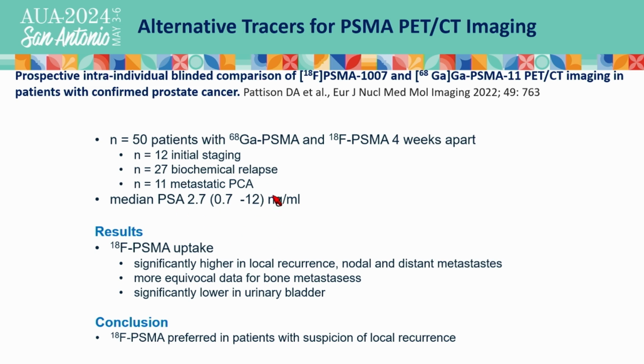This is a different study comparing gallium PSMA and F18 PSMA, not the 1007 tracer, but just the typical F18. And as you can see, the conclusion is that by using this tracer, you have many equivocal findings, especially in the skeletal system. So whenever you want to evaluate a patient with regard to the presence or absence of skeletal metastases, you should use the F18 1007 tracer.